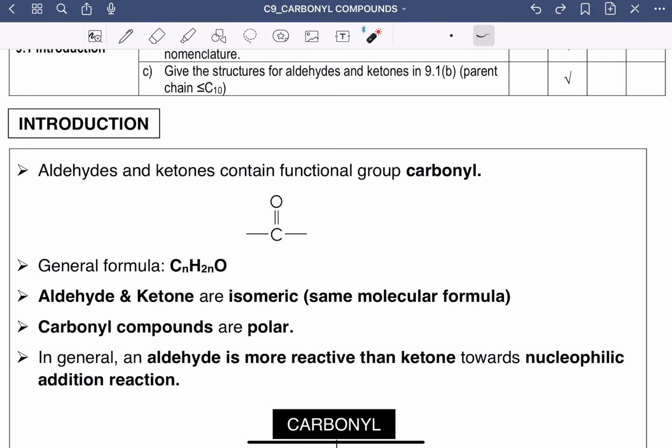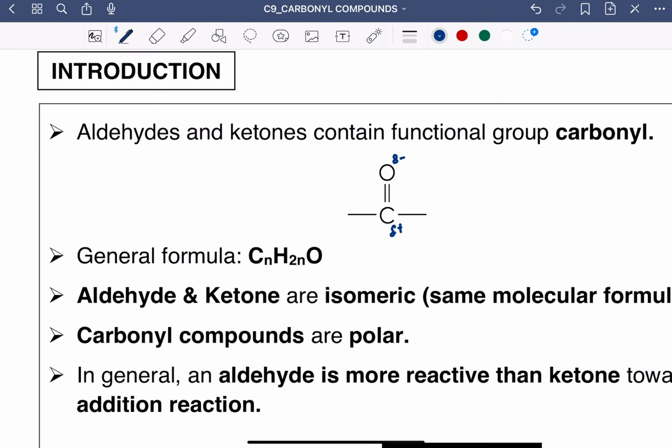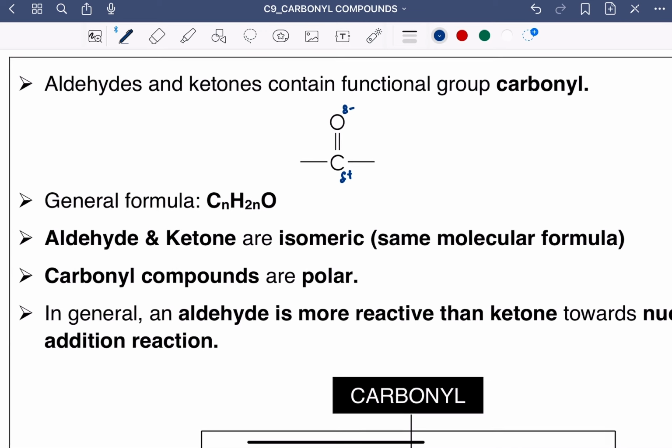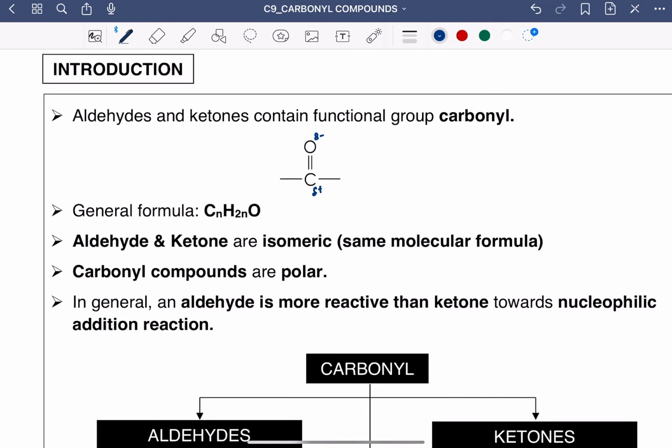In general, carbonyls are polar because in C double bond O, C and O are different atoms, so they have different polarity. This one is more positive and this side is more negative, which produces the polarity for the carbonyl compound. And in general as well, aldehyde is more reactive than ketone towards nucleophilic addition reaction.